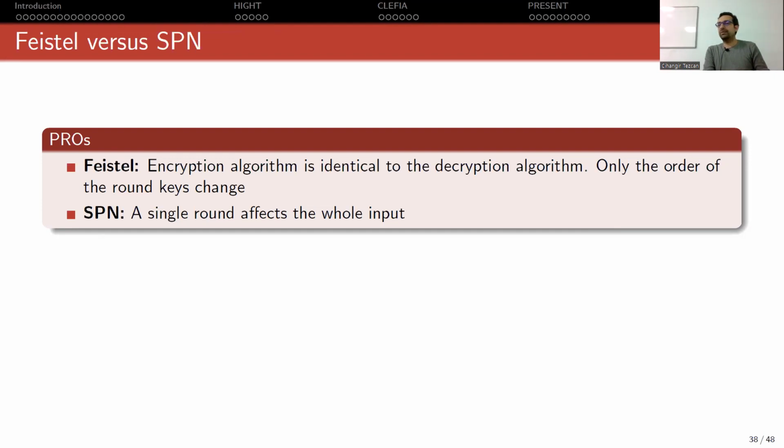This is not the case for SPN. Since you're going in one direction, in the decryption part you have to go backwards. So you have to implement the inverse of every operation. For instance, if you have the S-box, at the decryption you have to have the inverse S-box and so on.